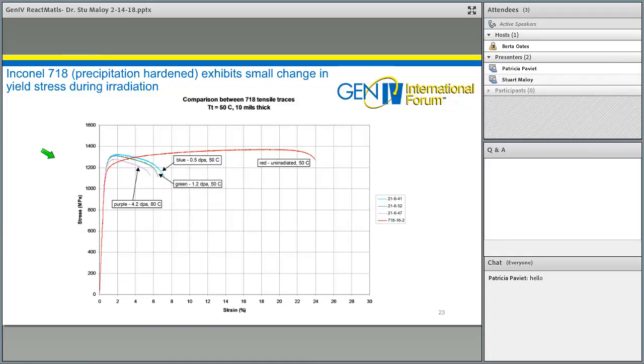In this case, you start off with a very high-strength material. Its yield stress is a little over 1,000 MPa. It has fairly good uniform elongation, up to about 16-17%. But after only half of a dpa, when the precipitates become disordered, the uniform elongation decreases significantly. You get a little bit of an increase in yield stress because you are putting a large number of defects, interstitials and vacancies, within the material.